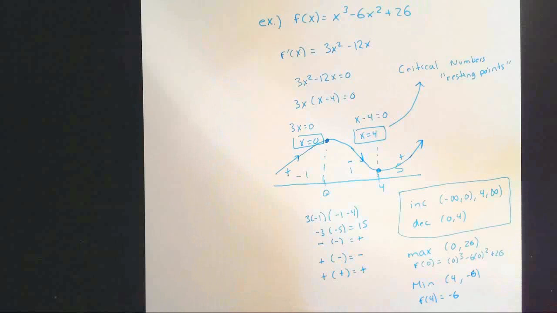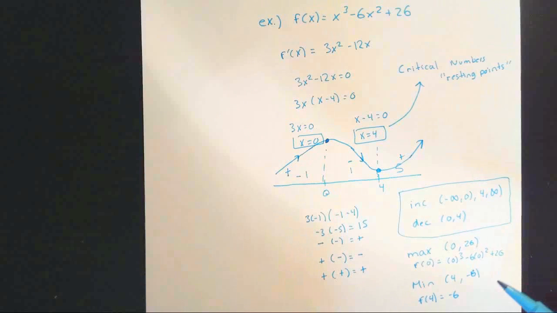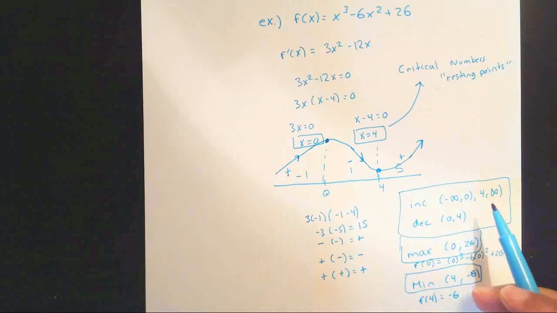So that means that there's a maximum at (0, 26) because it's increasing and decreasing, and a min at (4, -6) because it's decreasing then increasing. That's how you apply the first derivative test. The first derivative test wants you to find any extremas, which are also known as max or mins.